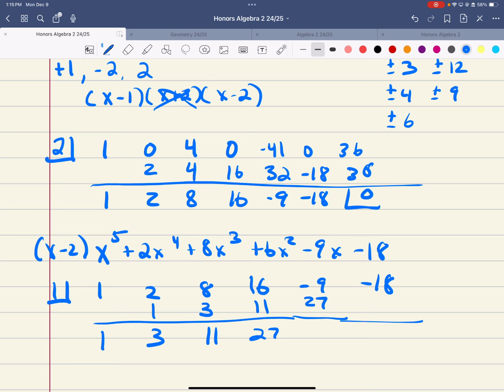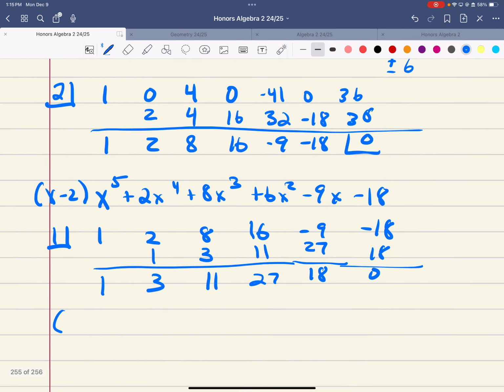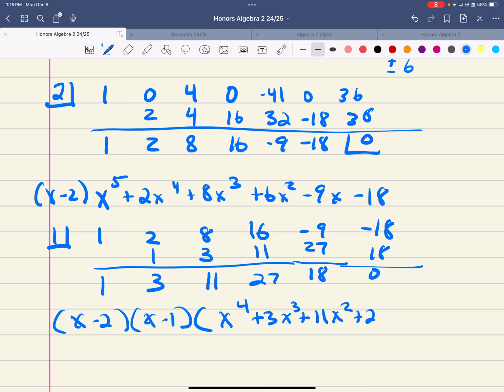This is why this stuff is great. 18 and 0. So we got the 0 again. So now we've got x minus 2. We've got x minus 1. But we're still sitting there with now x to the 4th plus 3x to the 3rd plus 11x squared plus 27x plus 18.